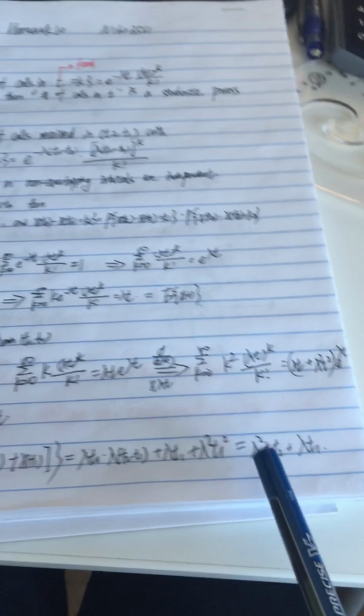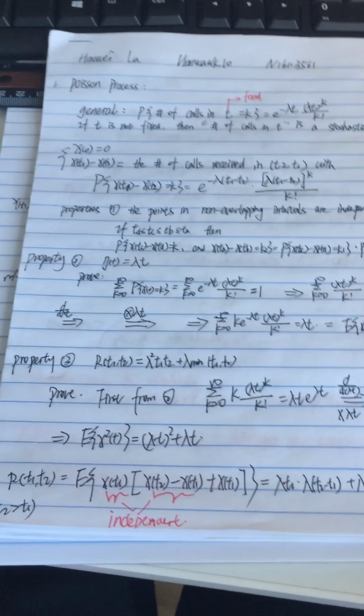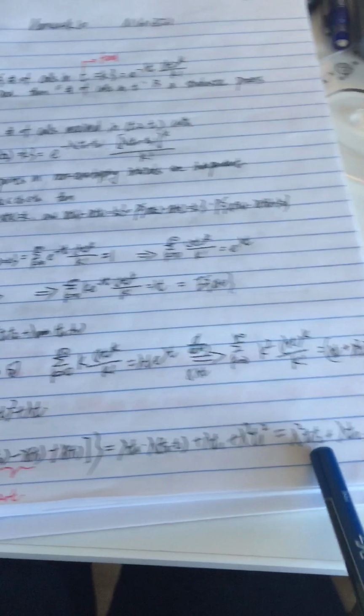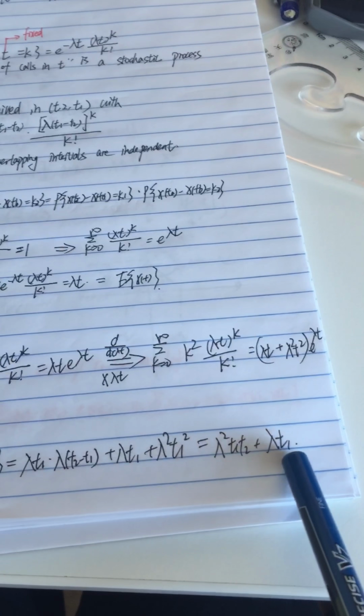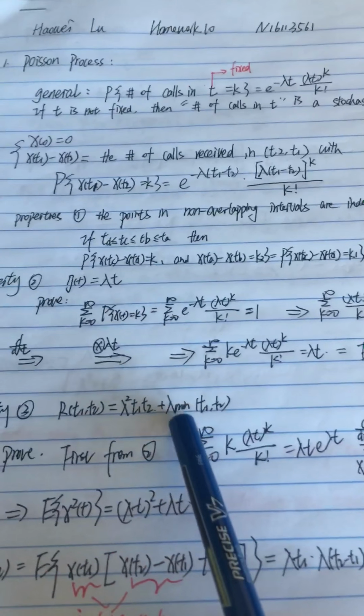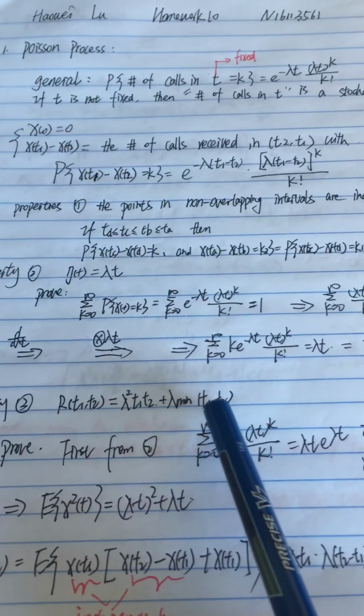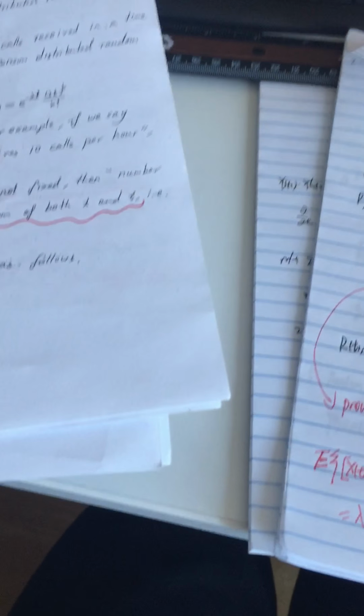So this result is based on the assumption of t1 smaller than t2. So what if t2 is smaller than t1? So this last part is equal to t2. So the final result is equal to lambda multiplied by the minimum of t1 and t2.